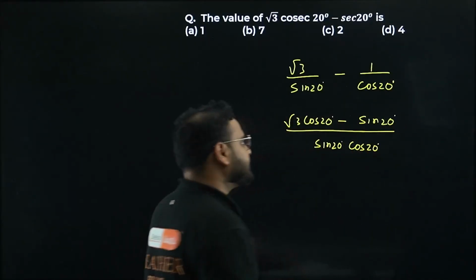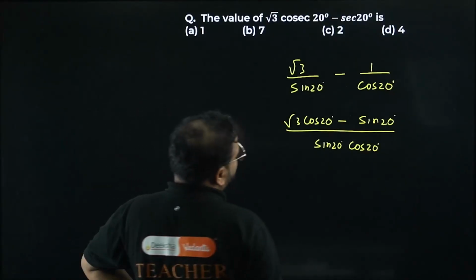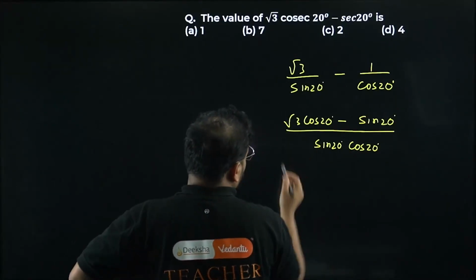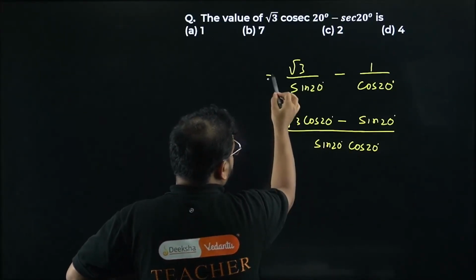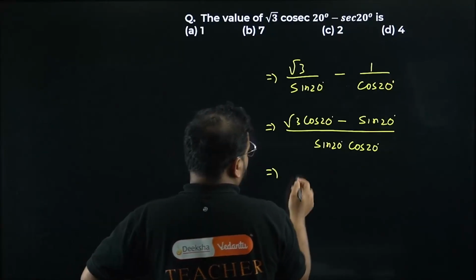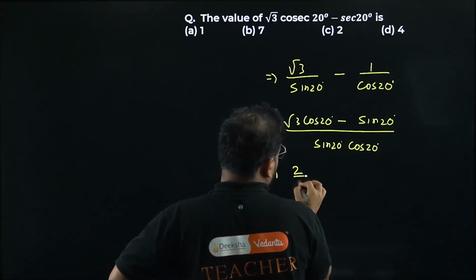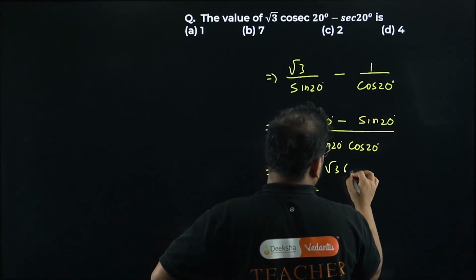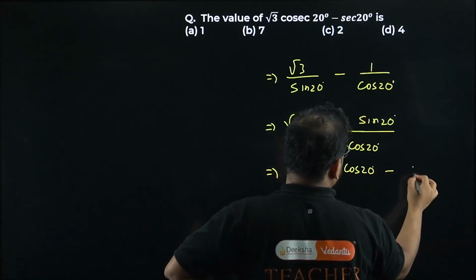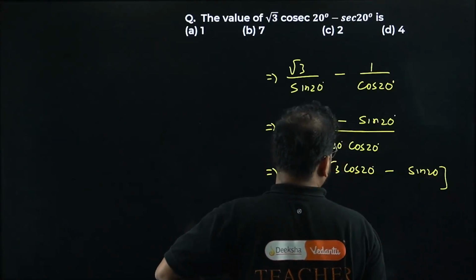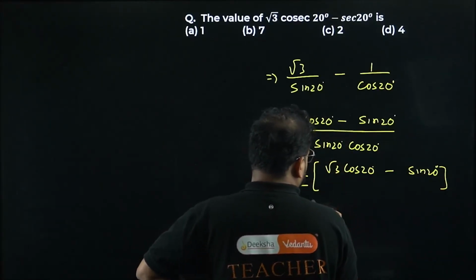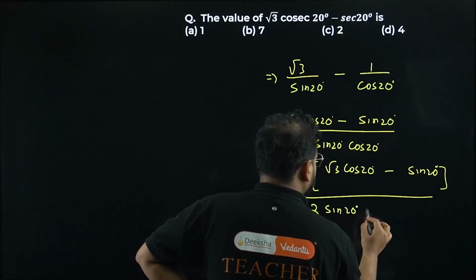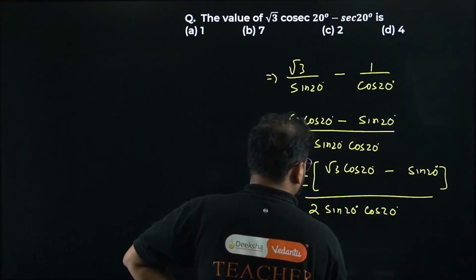That's how you take LCM, right? Now do one thing, multiply by 2, and divide by 2 also. So in the numerator part, multiply here by 2 and divide here by 2, okay? And right here, root 3 cos 20 minus sin 20, of course degrees here, and divided by same thing, 2 over here sine 20 degree and cos 20 degree again by 2.